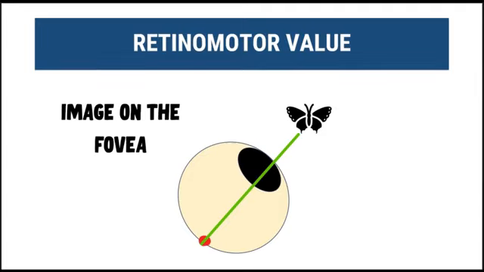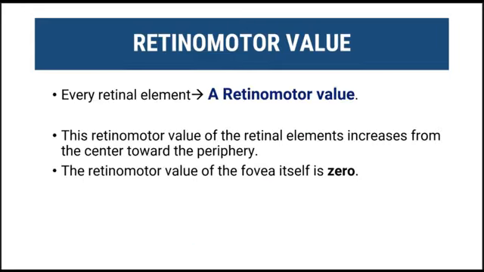So basically the movement of the eyeball that occurs in order to bring an object of interest which is present in the peripheral field back on the fovea is what gives us the retinomotor value, right? So what I mean to say is that every retinal element actually has this retinomotor ability or retinomotor value, right? This retinomotor value of the retinal element actually increases as you go from the center towards the periphery.